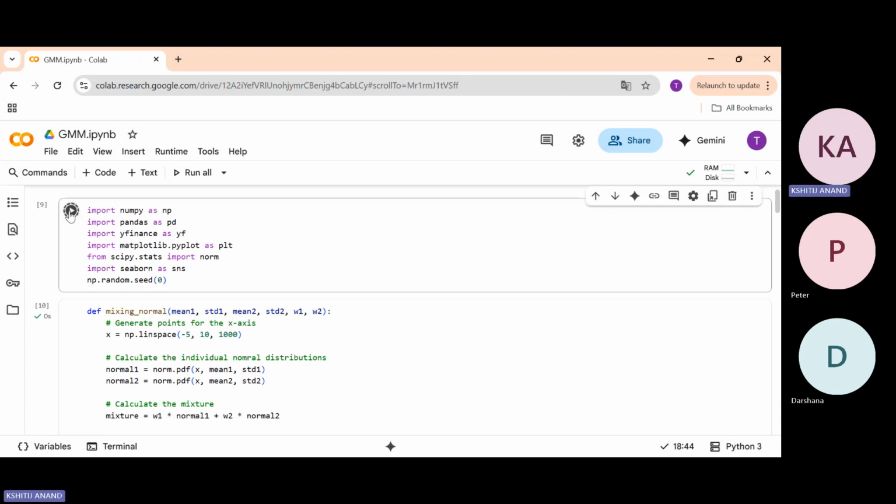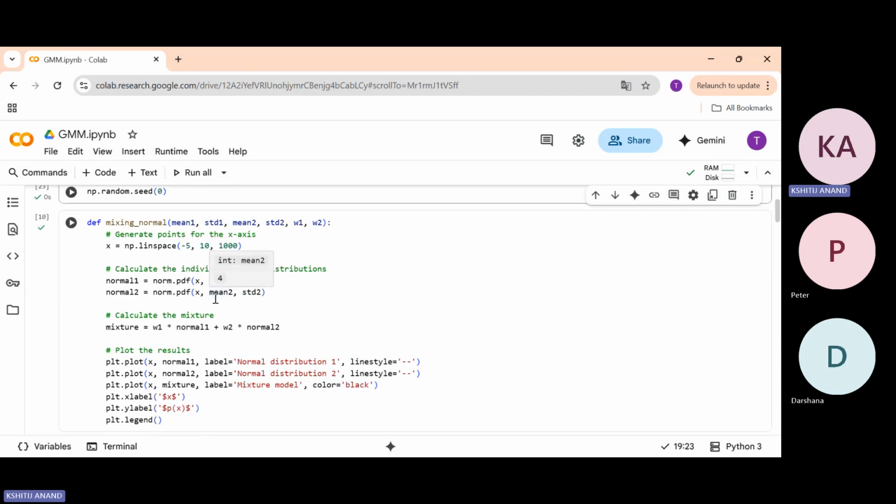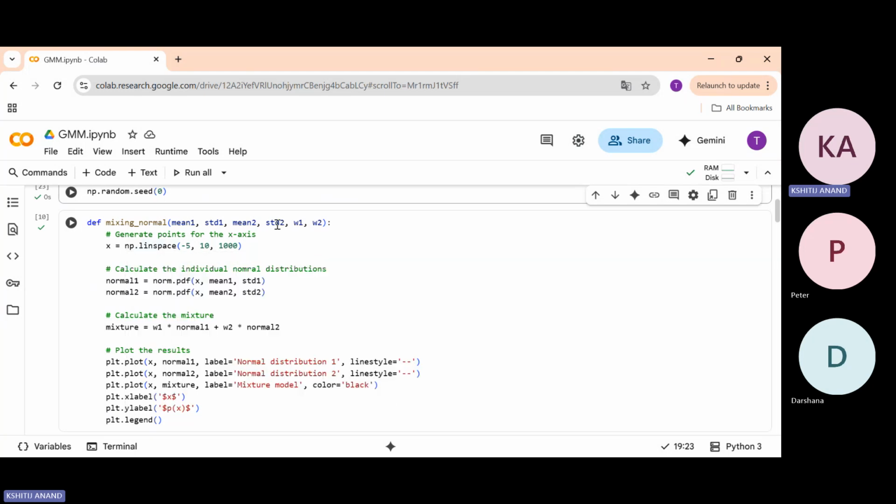First of all, I'm importing libraries. Now I will be mixing the distributions. Let us see what we are doing. First of all, we are generating 1000 points on the x-axis between -5 and 10. We are taking two normal distributions right now. The first normal distribution has mean 1 and standard deviation 1. The second normal distribution has mean 2 and standard deviation 2. And the weights that we are using are W1 and W2.